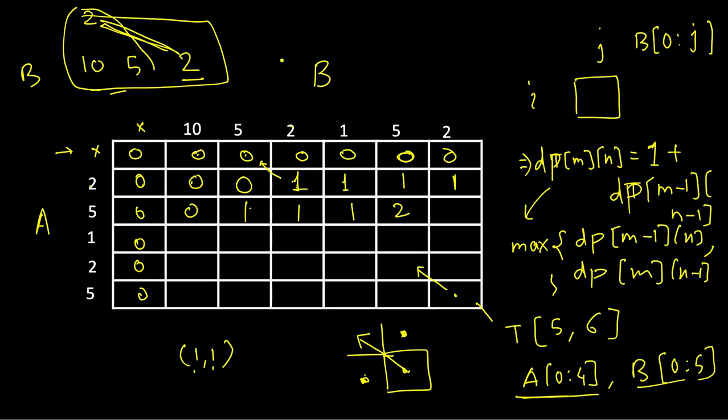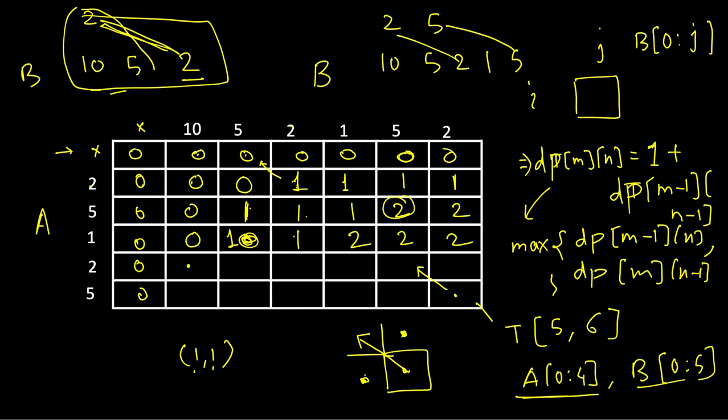Now let's see why it's 2. Here we have taken 2 and 5, and here we have taken 10, 5, 2, 1, 5. So this we can draw and this we can draw. So 2 is there and correctly being captured here. Here not equal, so max of these two, so it will be 1, not equal, so 1, equal, so 1 plus 1, 2, not equal 2, not equal 2, then not equal 0.